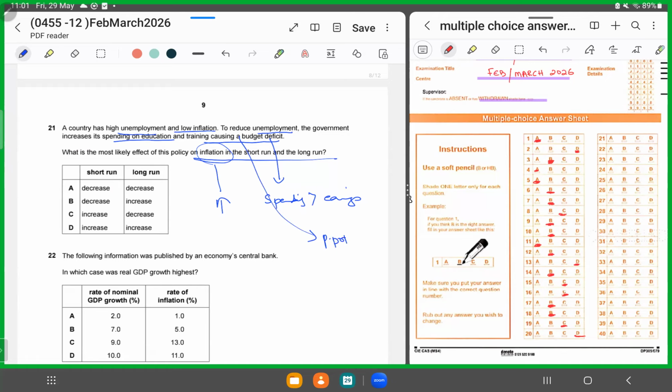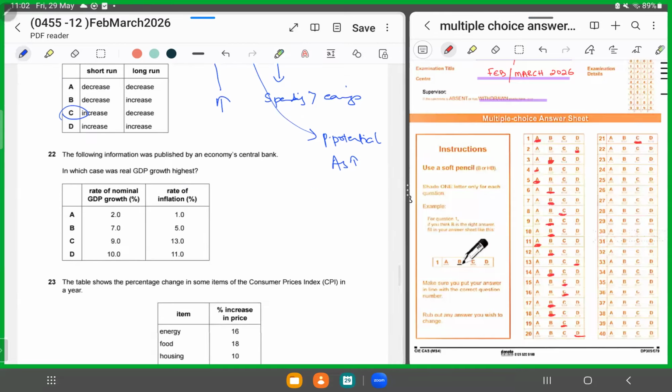Once these people are employed, the aggregate supply curve would increase, and as a result, the surge in the prices would be offset by an increase in the level of output of goods and services. So the price level would fall. So initially it would increase, in the long run it would decrease. So for 21, we shade in C as the correct answer. Moving forward, MCQ number 22.